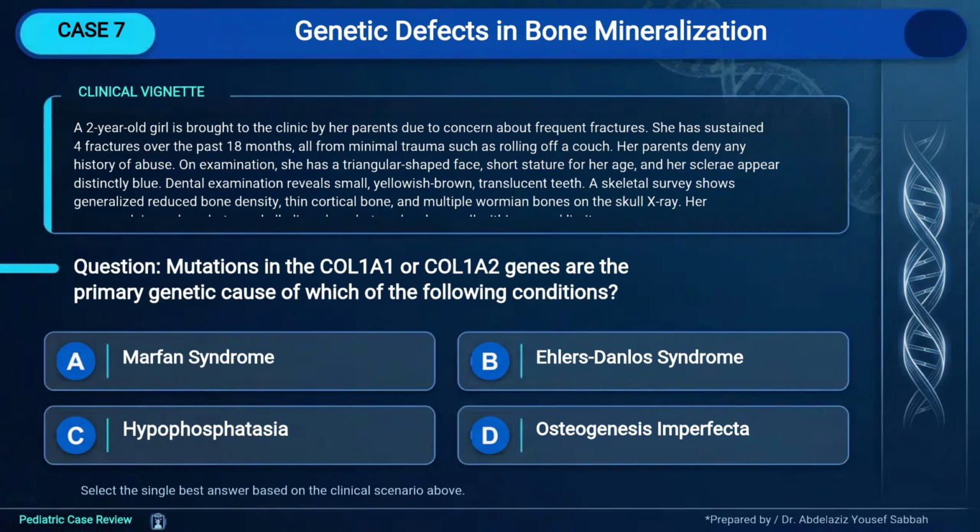Her serum calcium, phosphate, and alkaline phosphatase levels are all within normal limits. Mutations in the COL1A1 or COL1A2 genes are the primary genetic cause of which of the following conditions? Option A, Marfan syndrome. Option B, Ehlers-Danlos syndrome. Option C, hypophosphatasia. Option D, osteogenesis imperfecta.